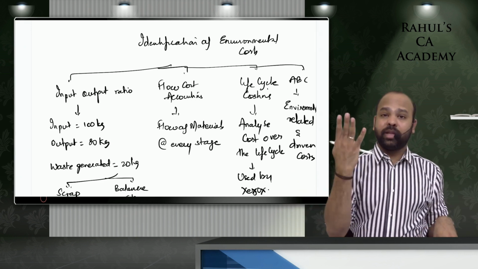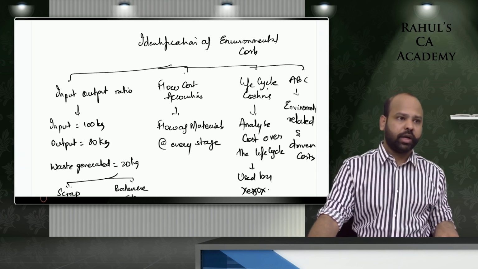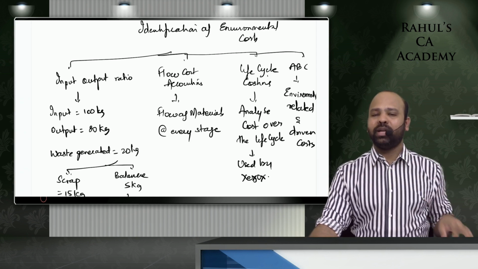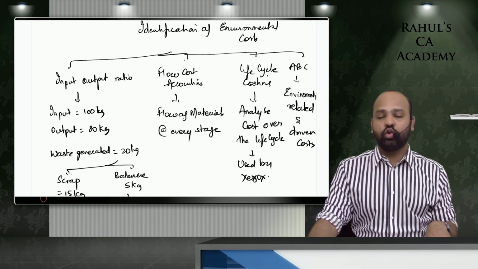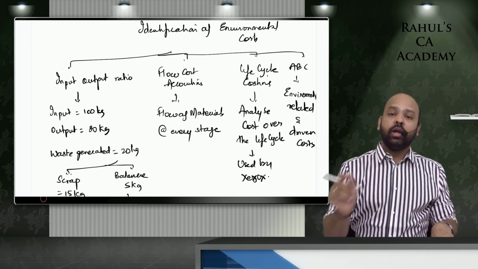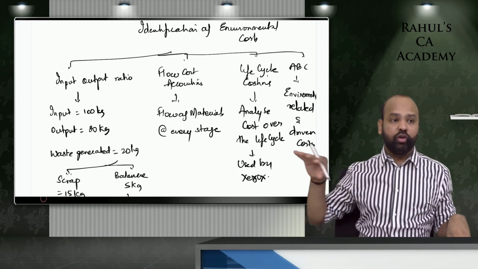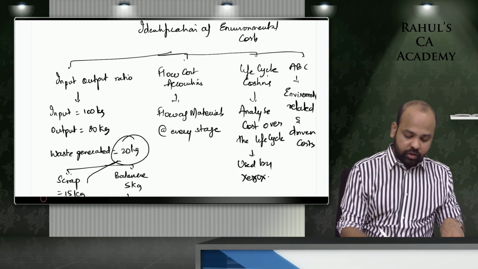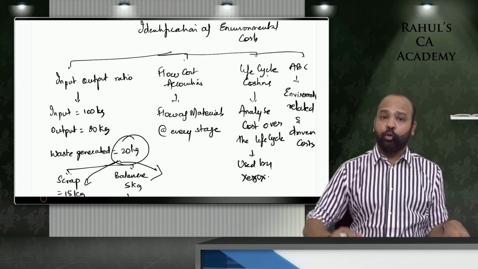So there are 4 methods for identification of environmental cost. We have input output ratio, flow cost accounting, life cycle costing and ABC. Input output ratio is simple. It says measure the total weight of raw material being introduced into the process, and measure the total quantity or weight of the product being delivered to the customer. The difference is the waste that you're creating in the process. If there was an input of 100 kgs and the output is only 80 kgs, then the waste generated is 20 kgs. Out of that 20 kgs, how much scrap do you have and how much has been released into the environment? That is input output ratio.